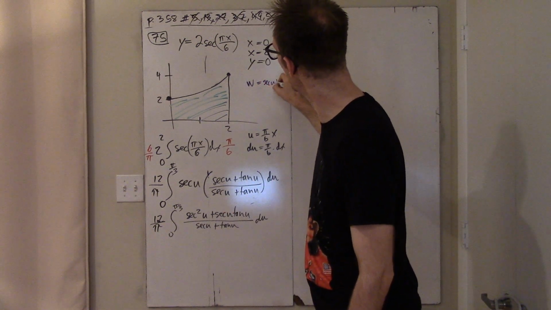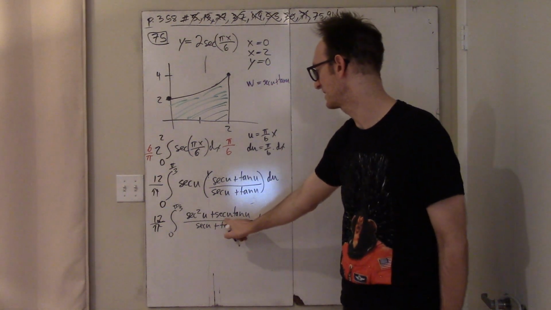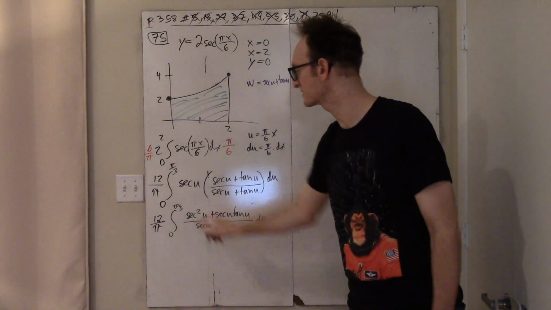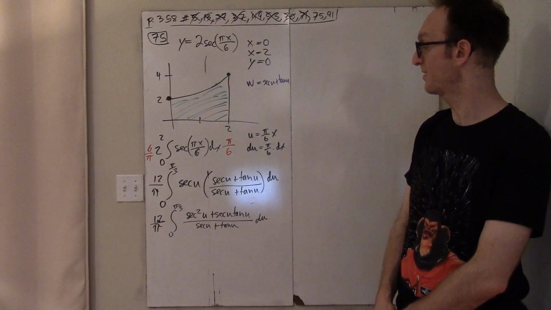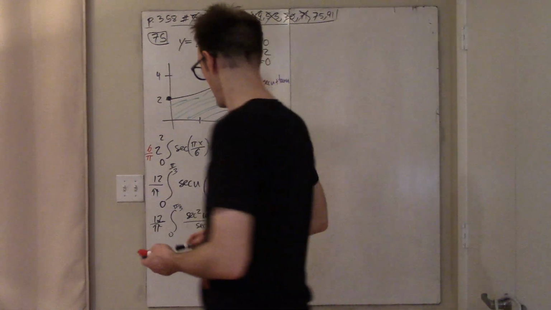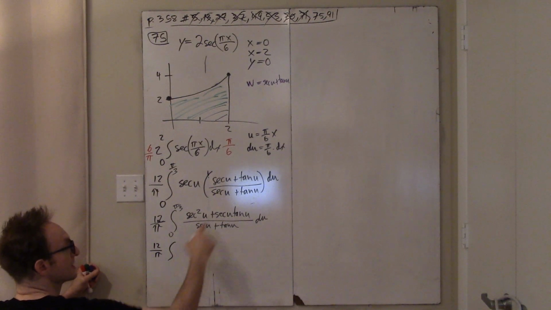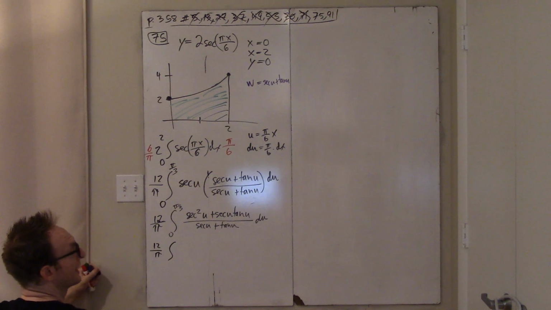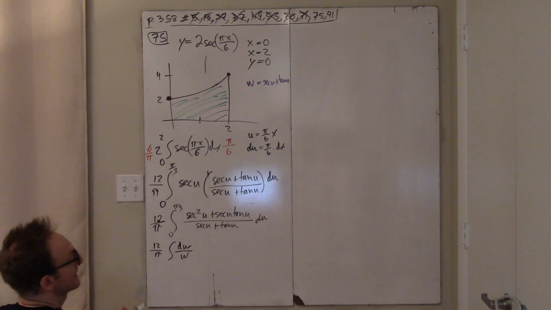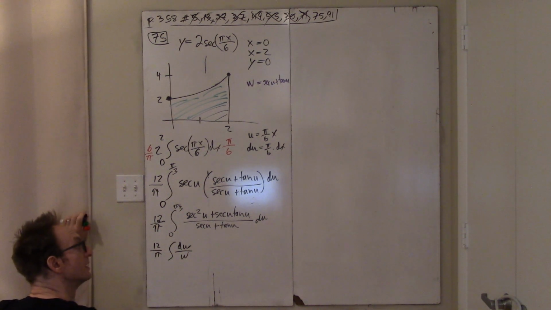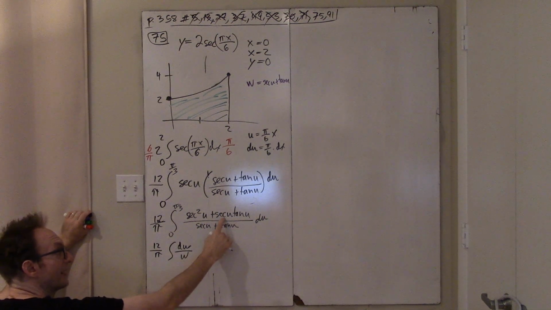So if w is secant u plus tan u, then the derivative of secant is secant tan, and the derivative of tan is secant squared. And so that entire numerator becomes exactly the derivative of the bottom. And that means that this whole thing becomes 12 over pi times just dw over w. And I will once again change my limits as I go, because now w is secant u plus tan u, and that's the derivative dw up there.